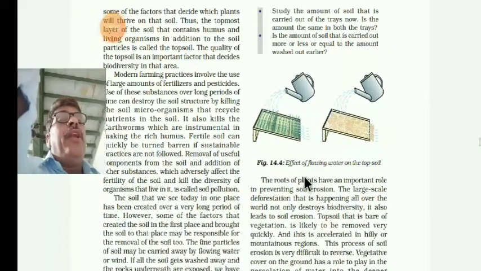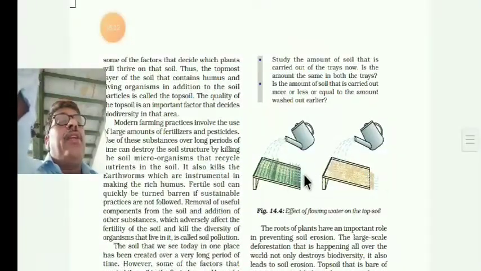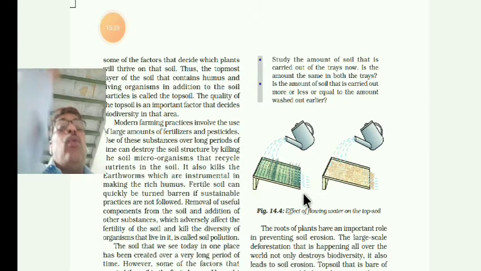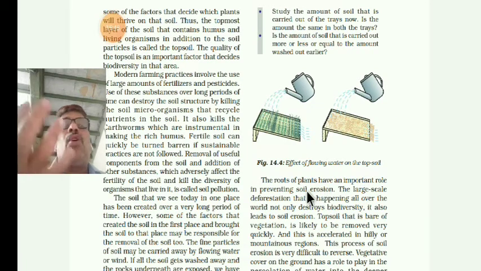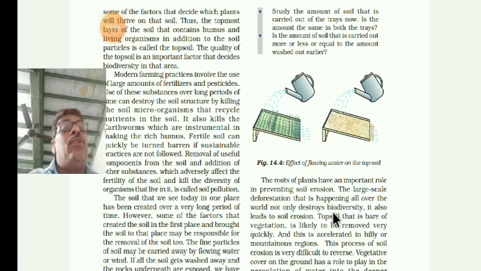Look at these diagrams now. Here is simply soil, and here plants are grown. And here erosion takes place. Erosion means the loss of topsoil by wind or flowing water. Here the plants are holding the soil together. The roots of the plants have an important role in preventing soil erosion, the loss of soil. Soil erosion means the loss of soil by being carried away by wind or water. That is called soil erosion.